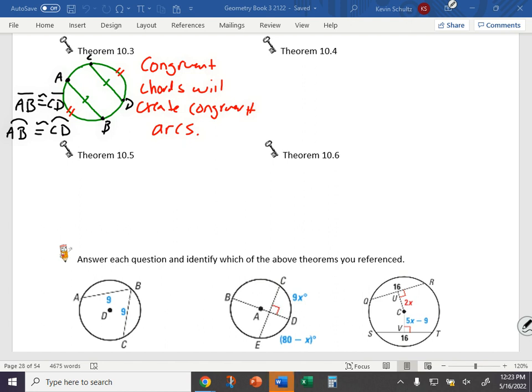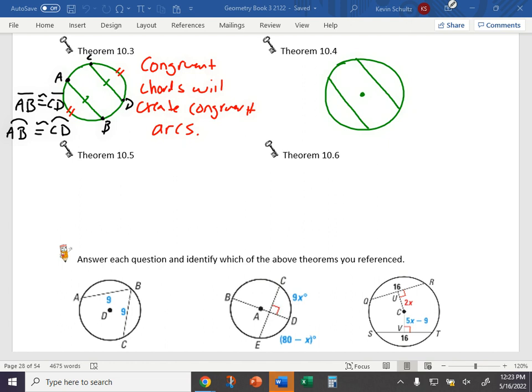The other way to tell whether or not you have congruent chords has to do with their distance from the center. So go ahead, theorem 10.4. We're going to put the center in, and two chords. The other way to tell that two chords are congruent is if they are equidistant from the center.